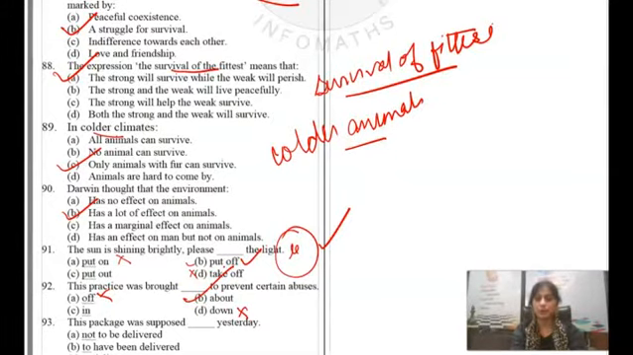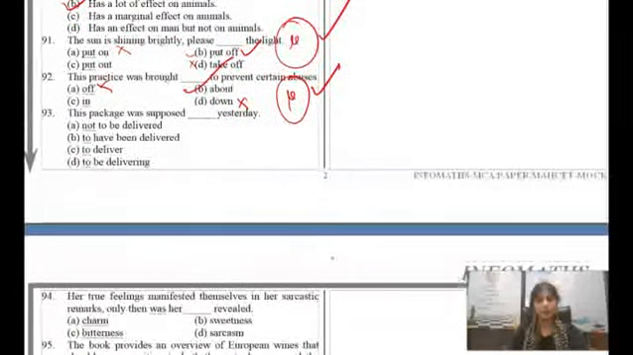The practice is brought about. That is in working. Brought in, nahi, brought about. But is in working is brought about. So correct answer again is B. Right. Next question comes here.